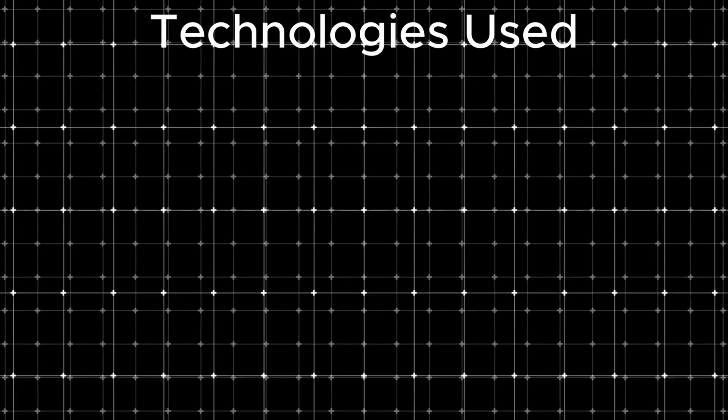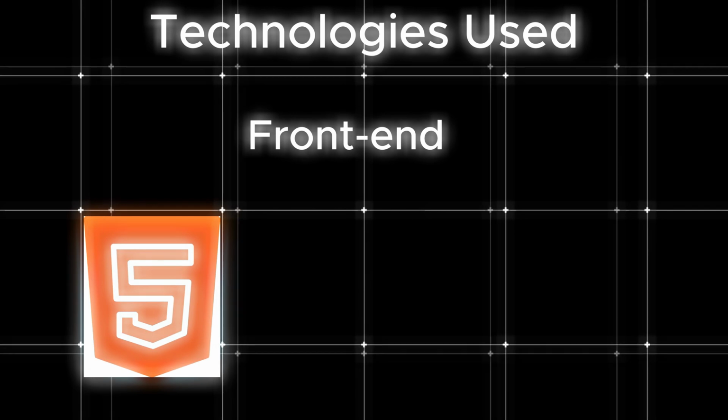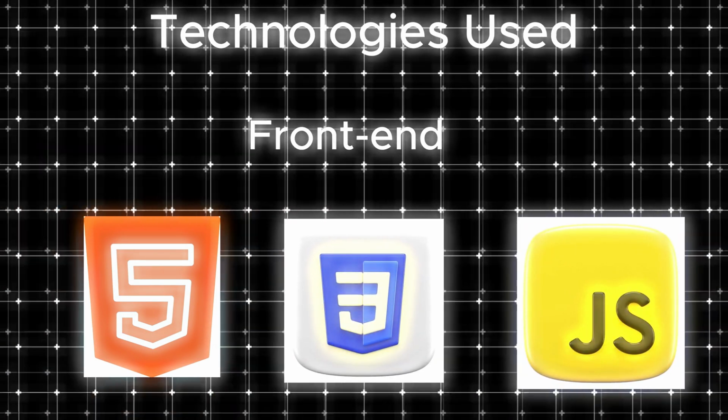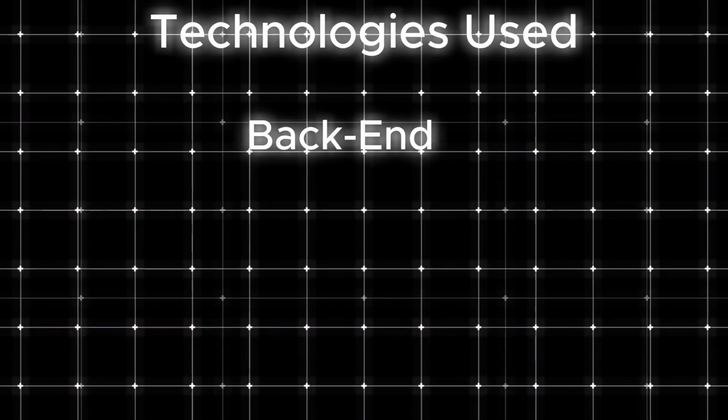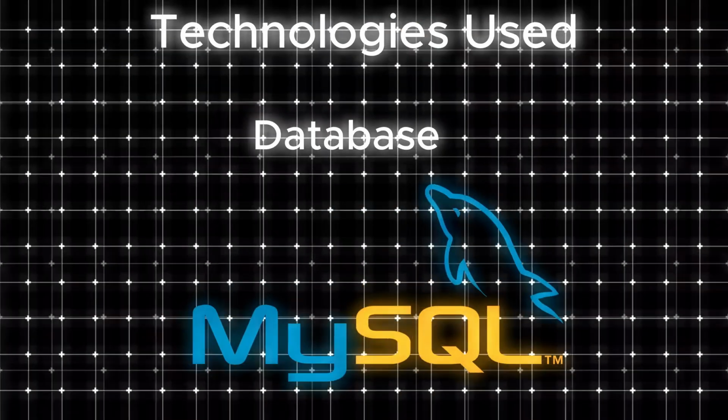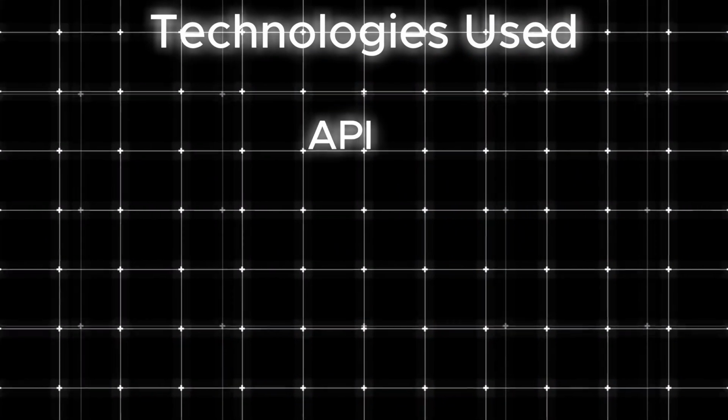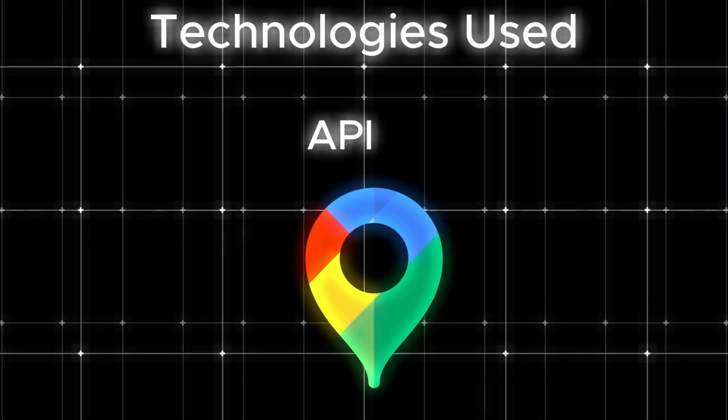So now let's know about the technologies used. So first one is front end. For the front end, I used HTML, CSS and JavaScript. Now for backend, I used Python. And for the database, I used MySQL. And for API, I used Google Maps API.